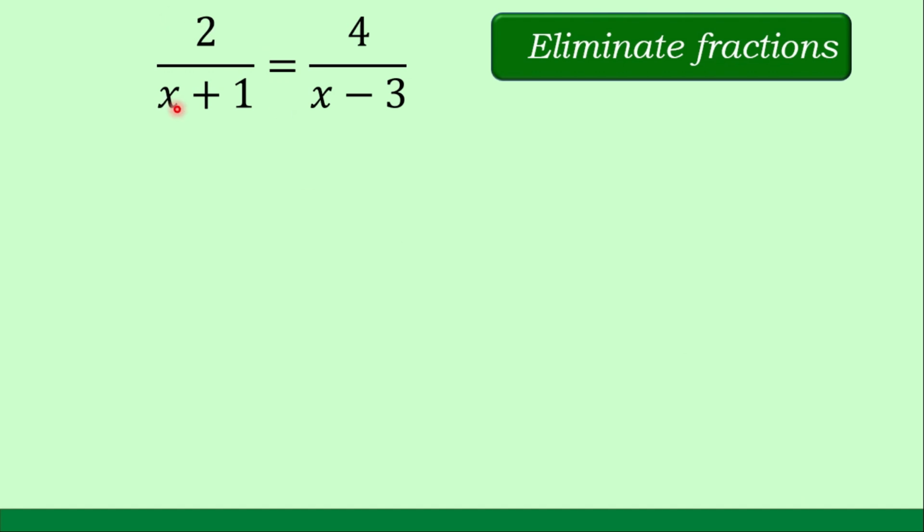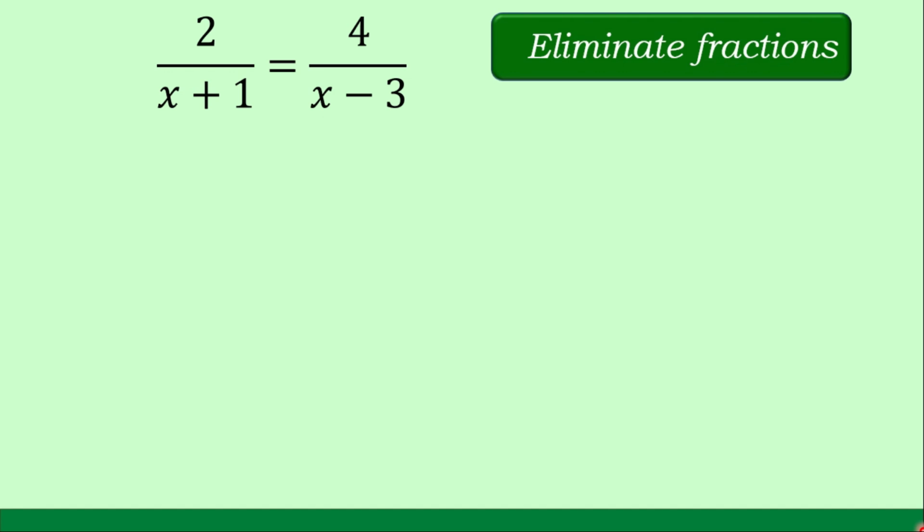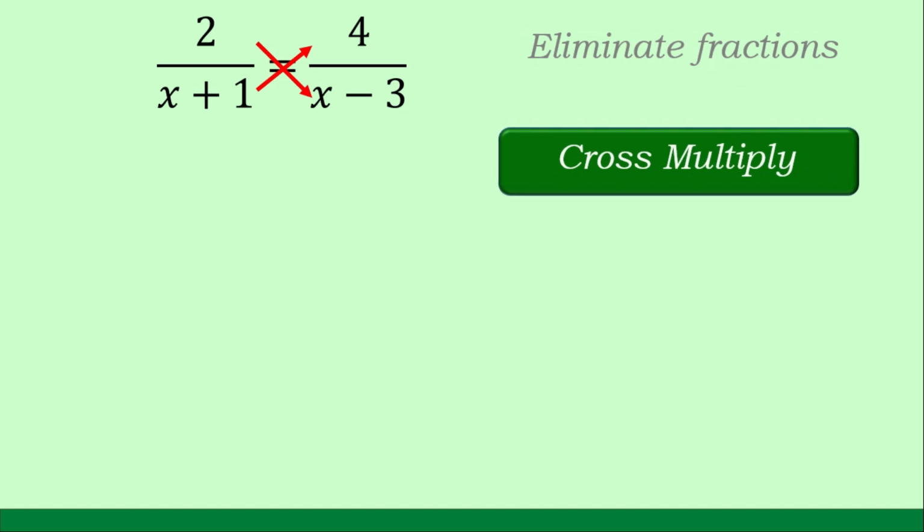On the left side, we have a single fraction. On the right side of our equation, we also have a single fraction. That's our clue on how we can proceed with our next step. Since we have a single fraction for both sides of our equation, we can use a technique in mathematics, that is, cross multiplication. We are going to cross multiply.